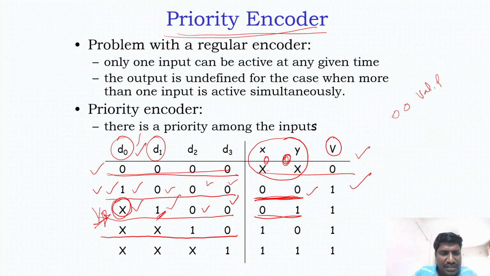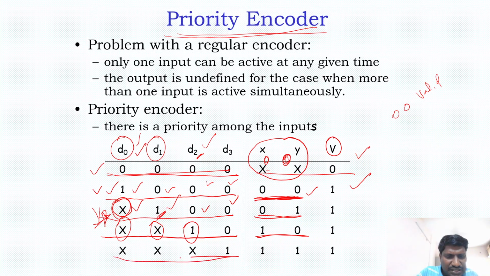Now if you look at this input combination, when D2 is 1, it doesn't matter what D1 or D0 are. That means D2 has higher priority compared to D1 and D0. Whatever may be the values of D0 and D1, if D2 is 1, the output is 1 0, that is 2, saying that the D2 input line is 1. What is the meaning of this? When D3 is 1, it doesn't matter what D2, D1, D0 are. That means D3 has the highest priority.